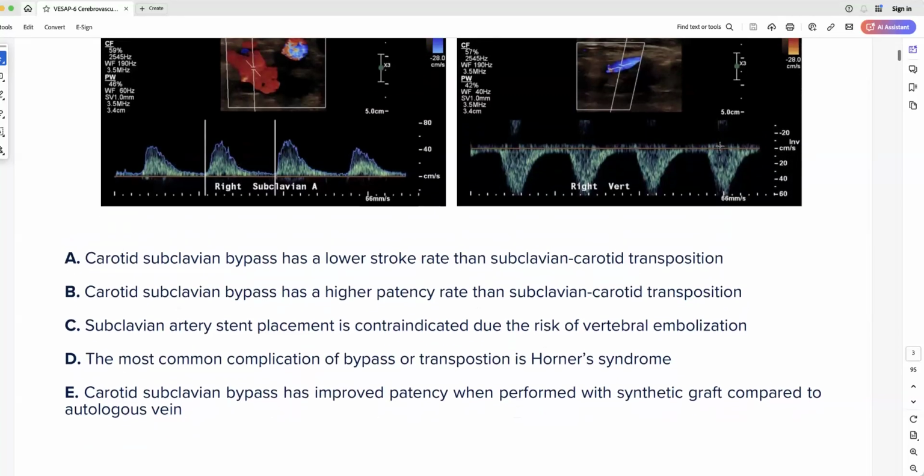To me, this is insufficient information to decide which bypass, which end, because subclavian artery occlusion can be just 1 centimeter and can be 5 centimeters. So management is totally different.